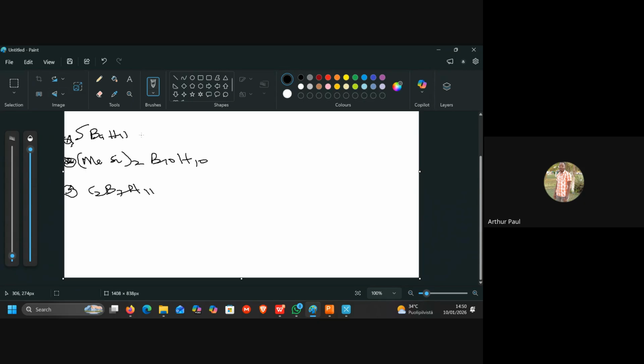The first one will be nido. Yes, you are correct. That's n+4. So sulfur is in the oxygen group, so the equivalent for sulfur will be BH3. If I add it to that, I'm going to have B10H14. So the m there is going to be 4, and that is the n+4. That's nido. How about the second one?